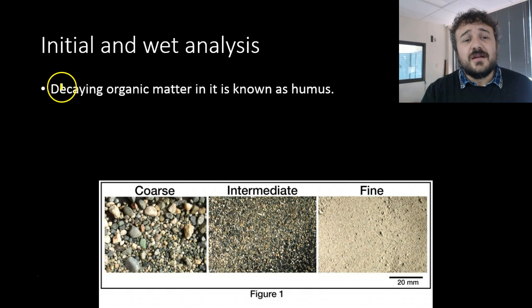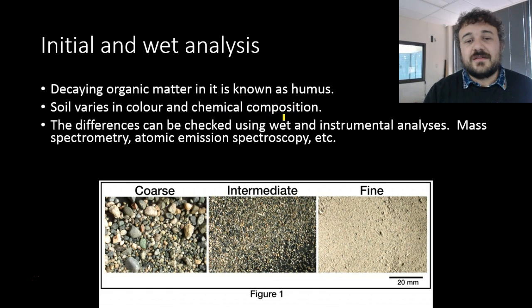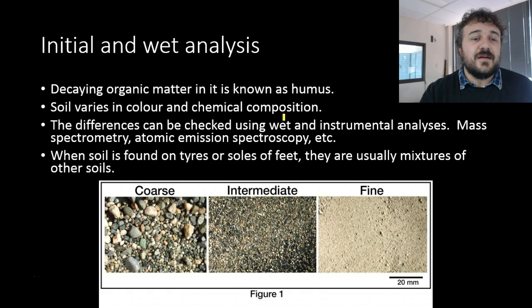But first we need to know that decaying organic matter in soil is known as humus. Not hummus, not humus, humus. Soil varies in color and chemical composition. The differences can be detected using wet and instrumental analyses, such as mass spectrometry, atomic emission spectroscopy, etc. Now, when soil is found on the tires or soles of feet, they're usually mixtures of other soils. So we can get a whole bunch of information basically from one set of soil.